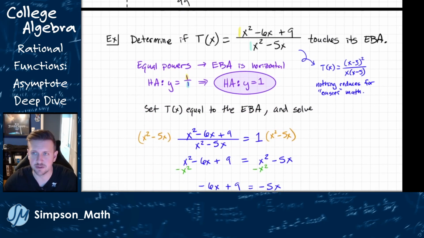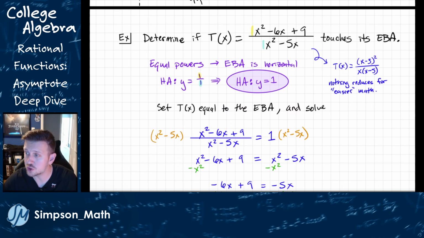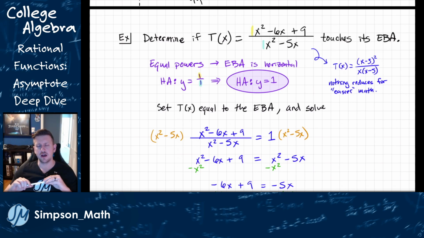Last kind of question type you'll see is something like this. Determine, or at least in the notes, determine if t of x touches its end behavior asymptote. In the last lecture, or at least in class, I know I did, I'm not sure if I did on the video, we talked about how horizontal asymptotes are more like guides. Vertical asymptotes are hard, impenetrable walls you can never, ever touch or cross through.